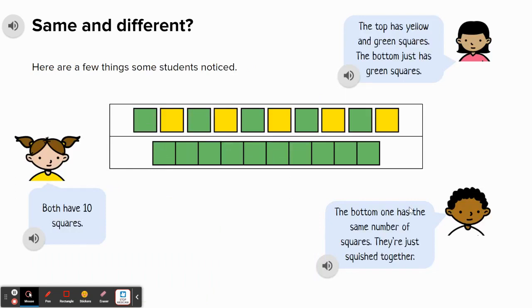Some of your classmates said that they both have 10 squares. Another classmate said the top has yellow and green squares and the bottom just has green squares. And another classmate said that the bottom one has the same number of squares. They're just squished together, as if someone pushed all of those 10 together. So something we learned is that the top and the bottom both have 10 squares. They're just shown differently. In the top one, the squares are single by themselves, and in the bottom one, they are squished together to make a 10 stick.